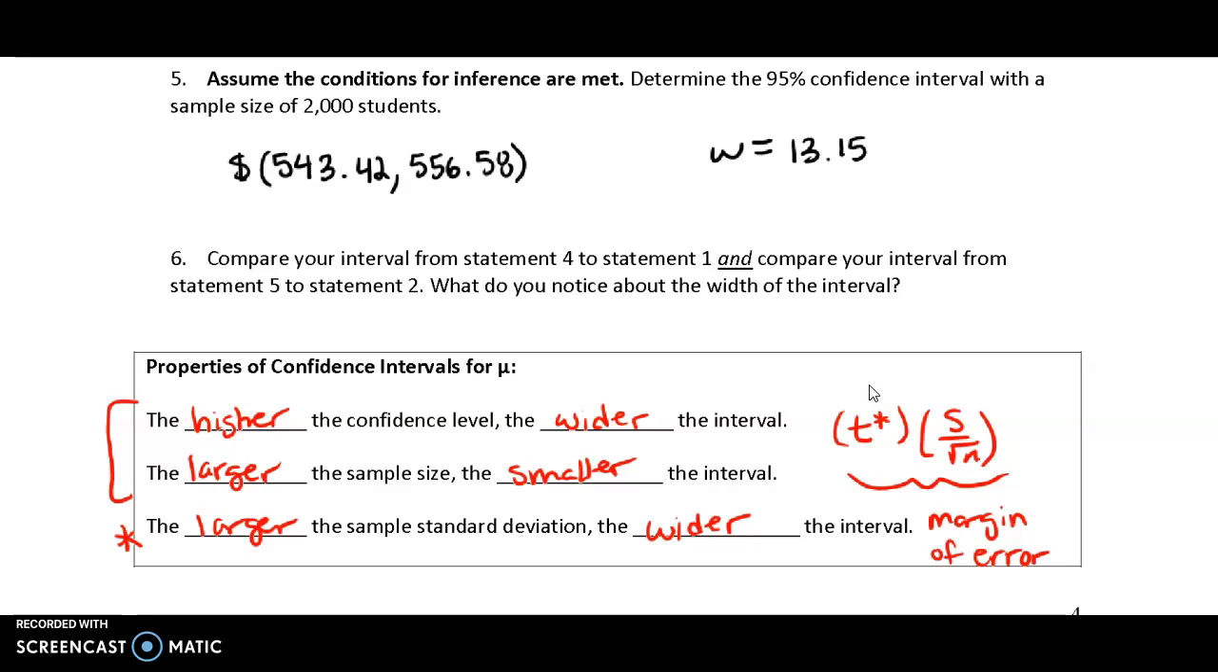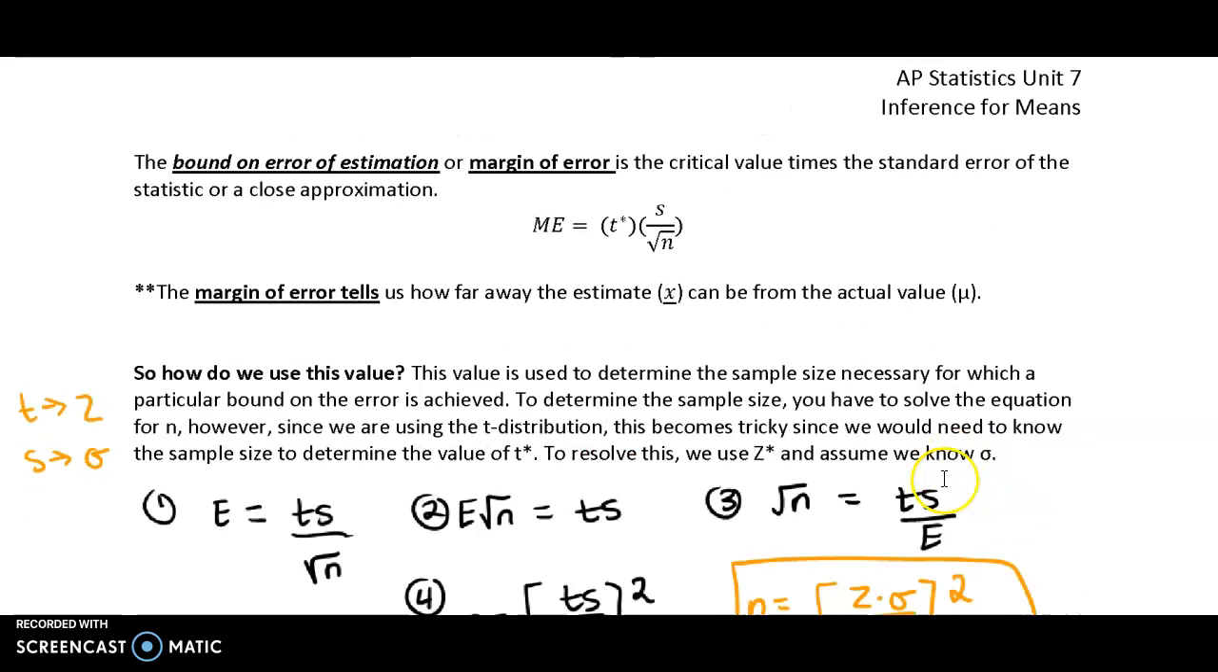I would have to take a completely different random sample to get a larger standard deviation. So I put a star by this because mathematically, while it is true, it's not true for practical purposes, right? When we're looking at it from the statistical standpoint, really the two important ones are that as we increase the confidence level, the wider the interval gets, and the larger the sample size, the smaller the interval gets because of the relationship with the margin of error.